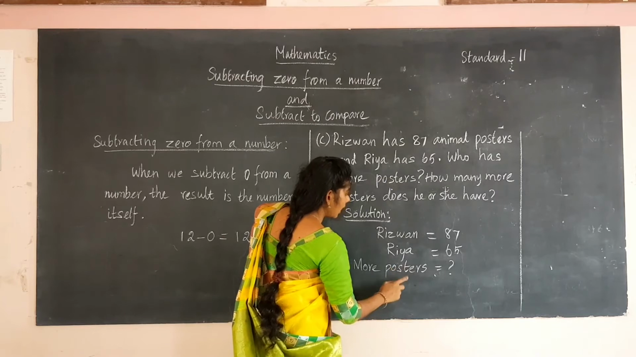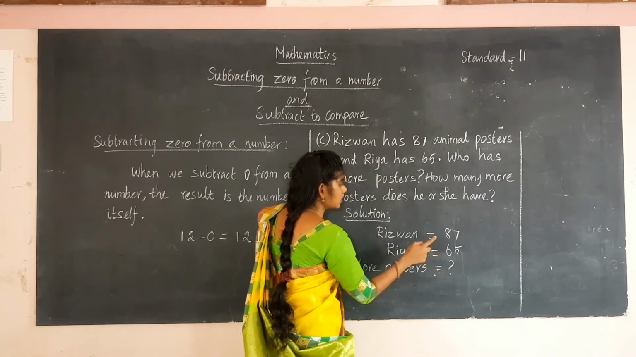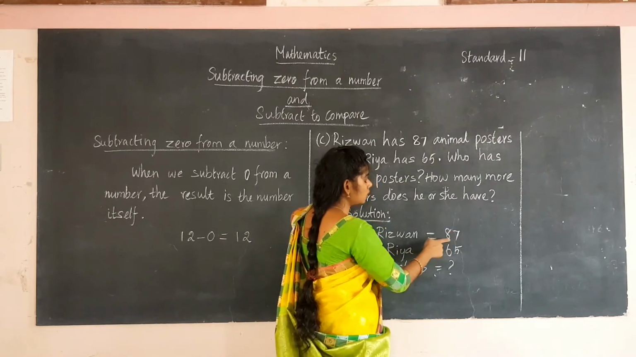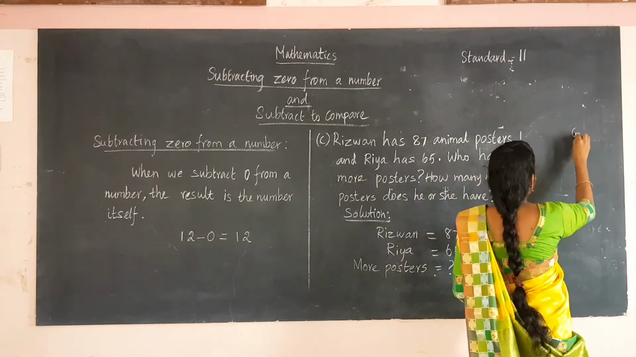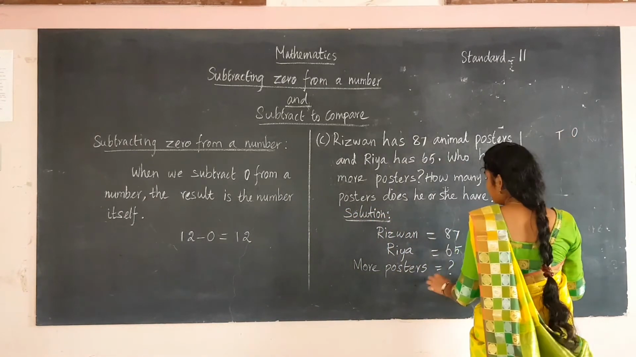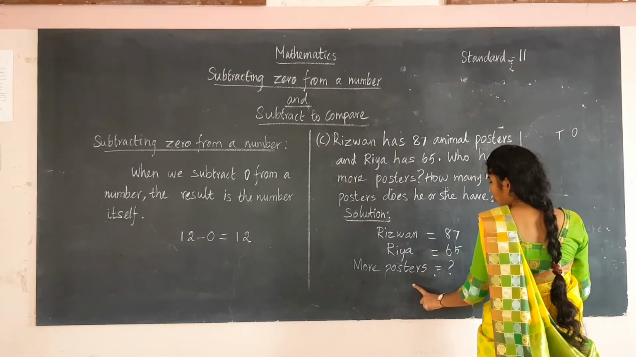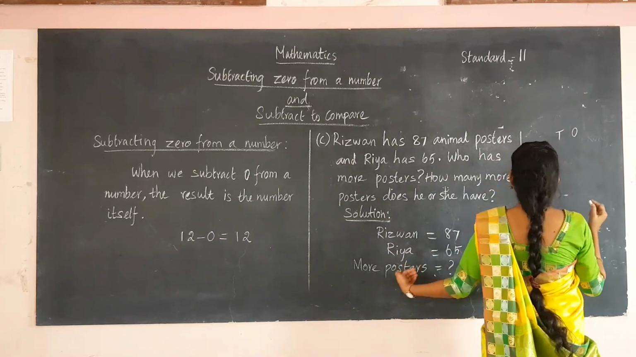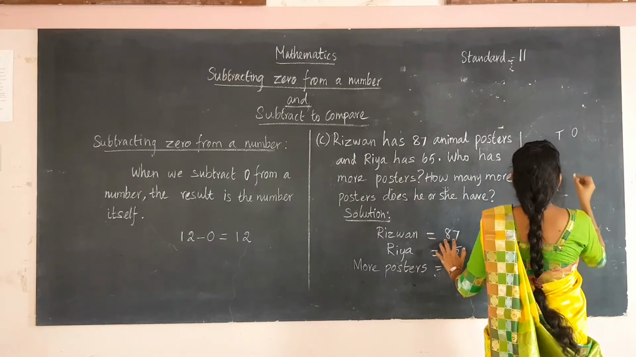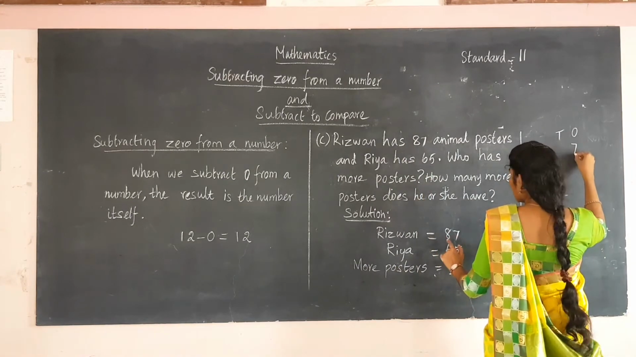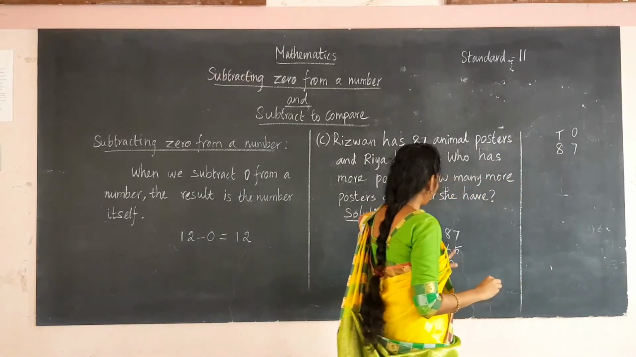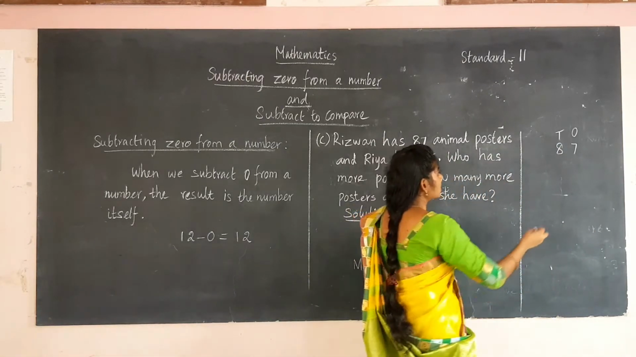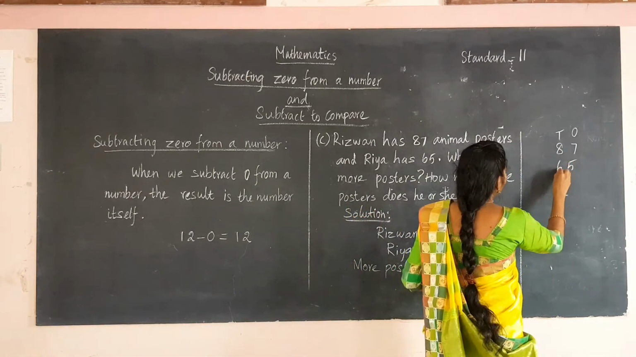So next we have to write the places. Two digits are given, so we have to write the places: the ones place and the tens place. Then we can find who is having more posters, the name as well as the number. What is the number? 87: 7 in the ones place and 8 in the tens place. And the next one is 5 in the ones place and 6 in the tens place.